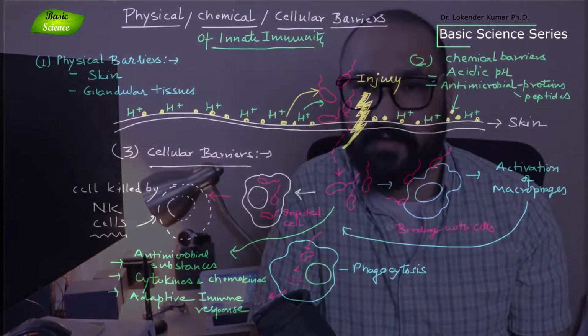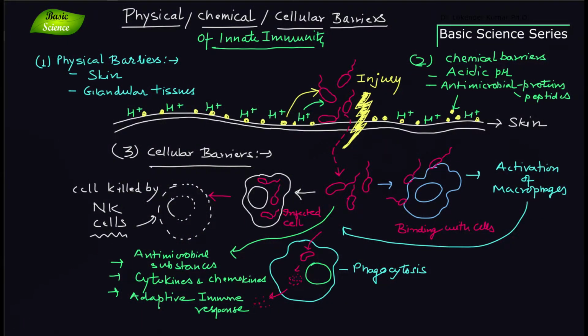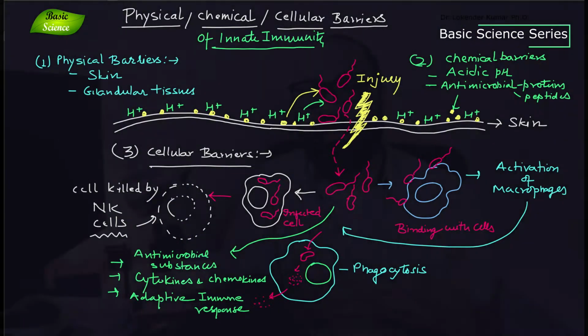In this video, we will discuss what are the three important barriers of the innate immune system. We will discuss what is the physical barrier, what is the chemical barrier, and what is the cellular barrier of the innate immunity. In the physical barrier, we will discuss the role of the skin. In the chemical barrier, we will discuss the role of low pH or the acidic pH. And in the cellular barrier, we will discuss the role of phagocytes.